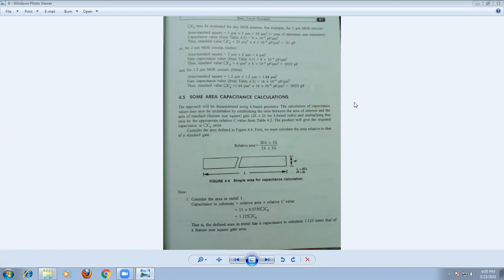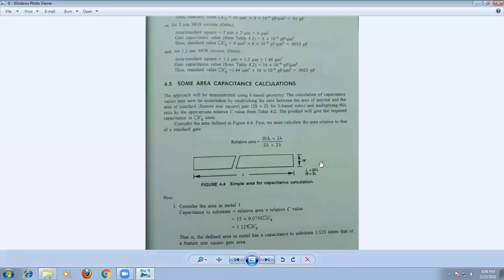So in the previous class, we discussed the standard unit of capacitance. What is the standard unit of capacitance? For a minimum size, feature size transistor, the standard unit of capacitance is represented by 1 square Cz. And the value of this 1 square Cz is different for different technology. Okay, it is different for different technology.